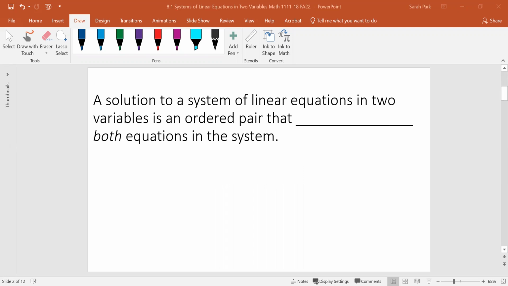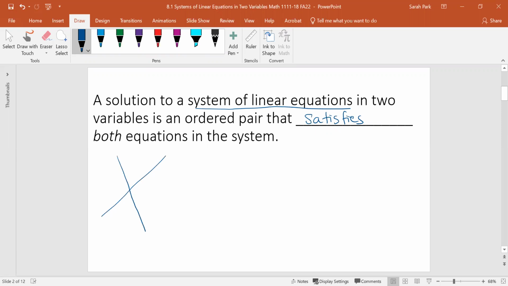A solution to a system of linear equations in two variables is an ordered pair that satisfies both equations in the system. Basically you're taking two lines, two linear equations. If we were trying to represent this using a graph, we would see where these two lines intersect. So you're finding the x, y coordinates where these two lines intersect. Here in this case, we're focusing on finding this intersection point.